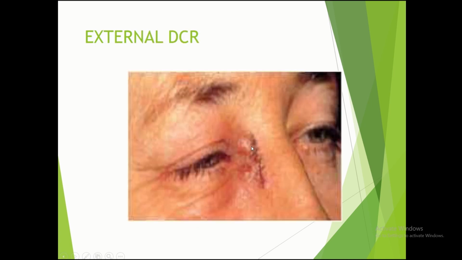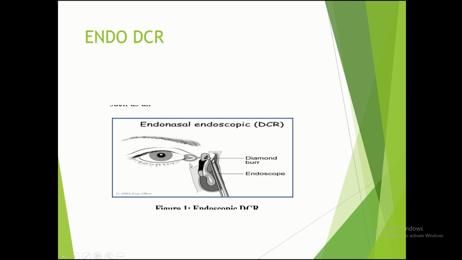So you can see the sutured incision of an external DCR here. In endonasal DCR, you are using an endoscope and a diamond burr to break open the bone and anastomose between the lacrimal sac mucosa and the nasal mucosa.